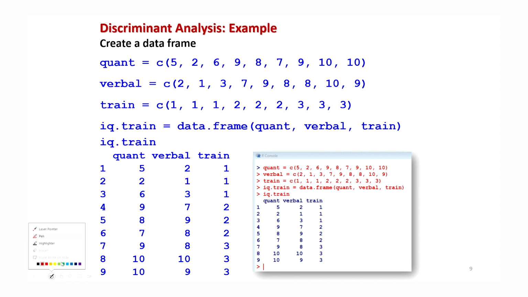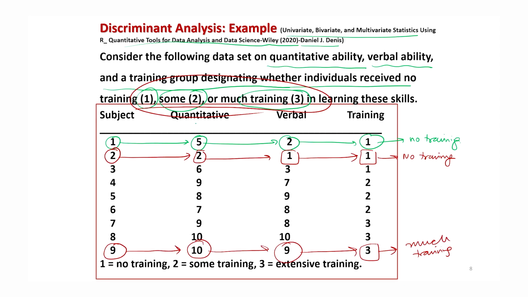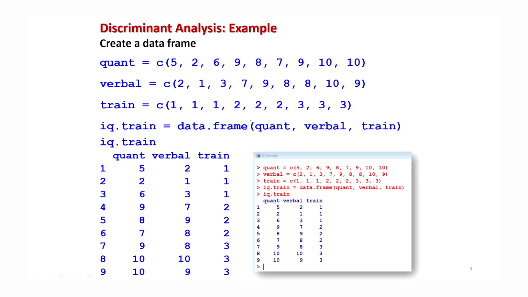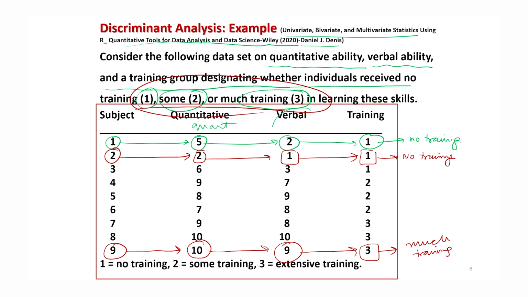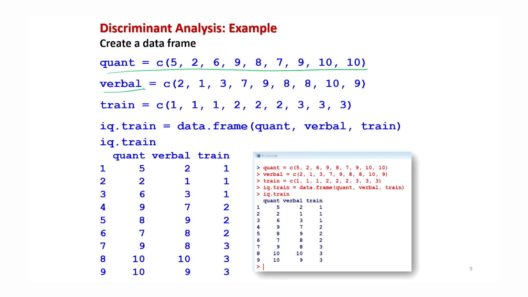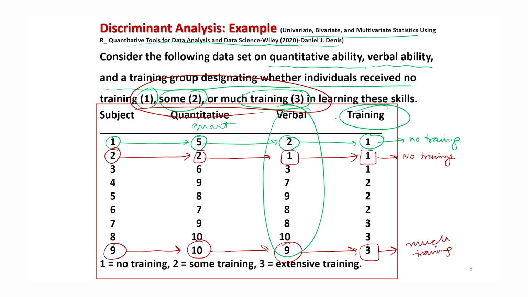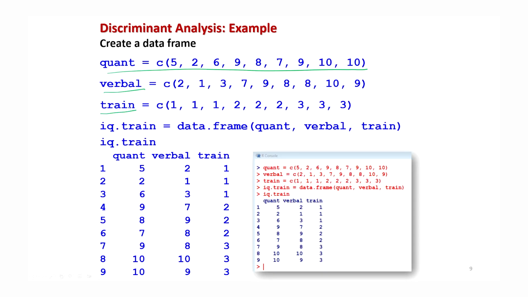First let me arrange this data in a data frame. I take the data on quantitative as quant, the data on verbal as verbal, and the training data as train. I have compiled these into three data vectors, and then I create a data frame with the command data.frame(quant, verbal, train). This is my data frame, and if you do it in the R software, this is the screenshot.